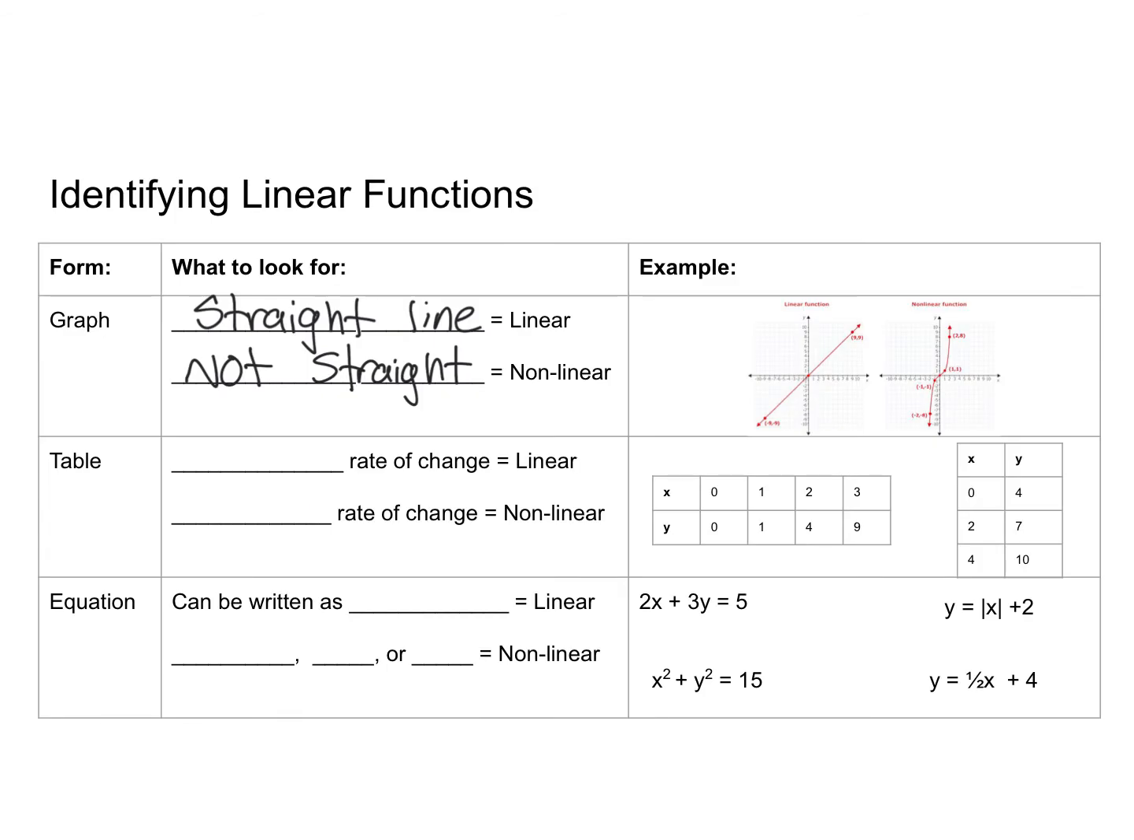Sorry, y'all. Graphs are probably the easiest one to be able to tell. Tables maybe are one of the tougher ones to be able to tell because in a table you have to look at the rate of change in it to make sure the rate of change is constant. So you have to do a little bit of calculating from a table to be able to know. So if it has a constant rate of change, it's linear. If it has a variable rate of change, that means it's not constant, it's changing, then it's nonlinear.